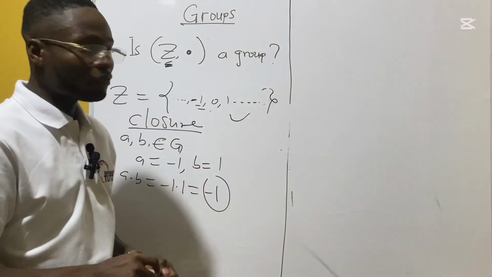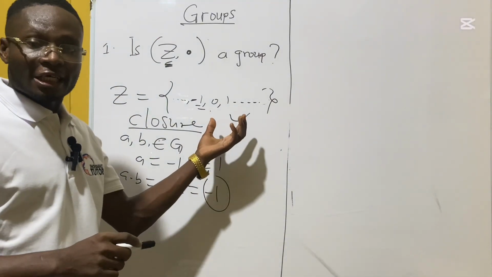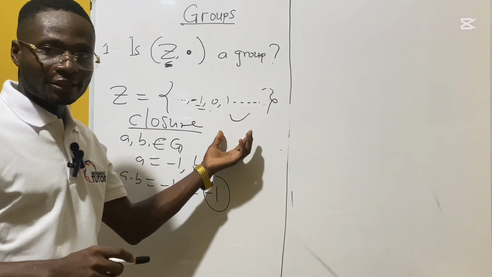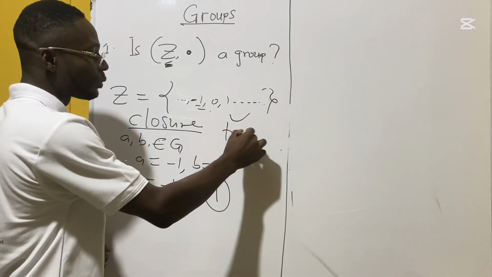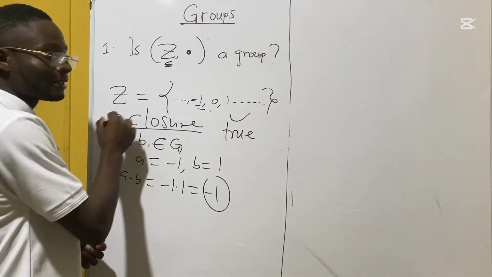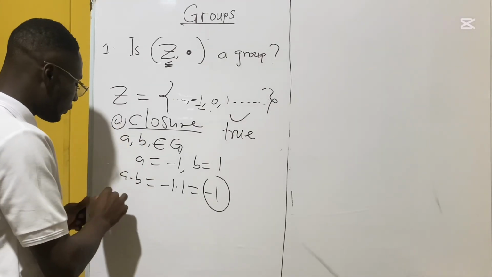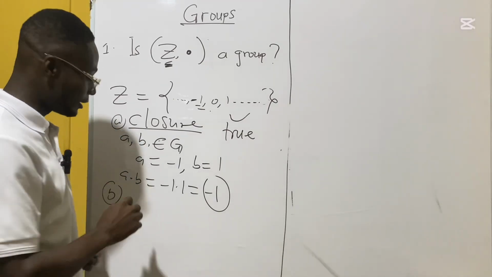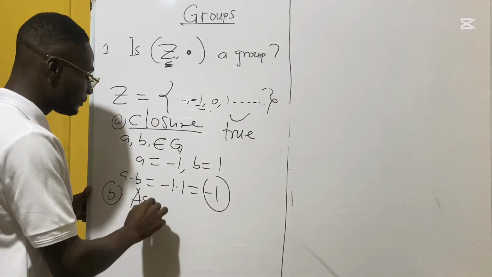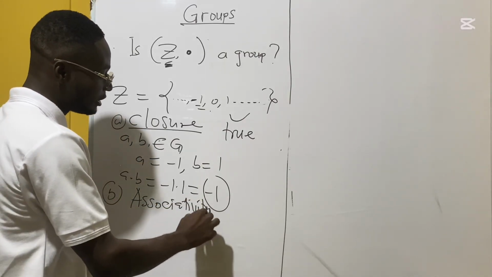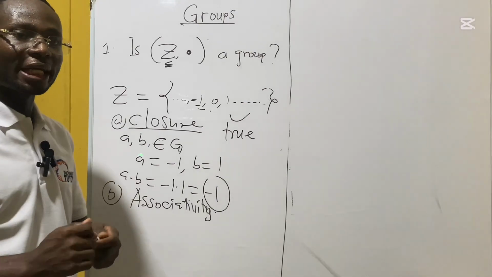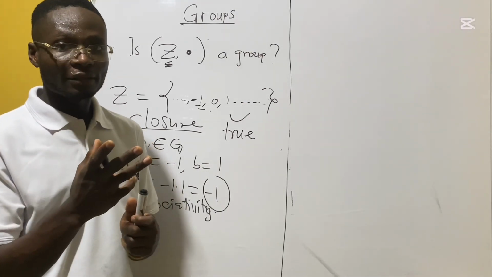Okay, -1 is part of the set of integers, right? So the closure property is satisfied. So let's check for associativity. For associativity, we have to pick any three elements, right?